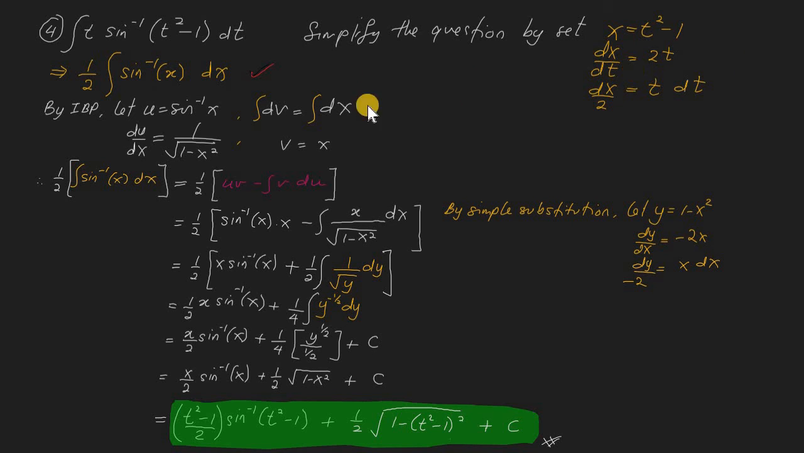Okay, and then here we use IBP. Let's set u to be the inverse sine first. So M1, or actually S1, for choosing the correct u and dv. Okay, dv is the remaining dx. Half I put outside. So for the derivative of the inverse sine, we have to look at the formula list given, and integrate both sides. So M1 for you to differentiate and integrate.